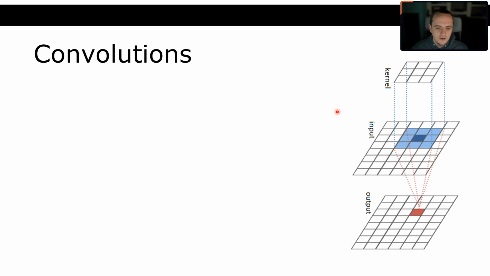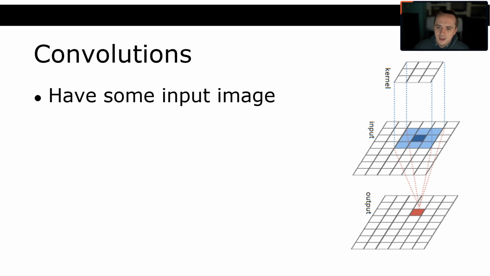If you've seen CNNs, they are convolutional neural networks. And convolutional neural networks are neural networks that use convolutions. I know it's a bit of a circular definition there. So let's say that we have some input image, okay? Let's say that this is our input image here in the middle.